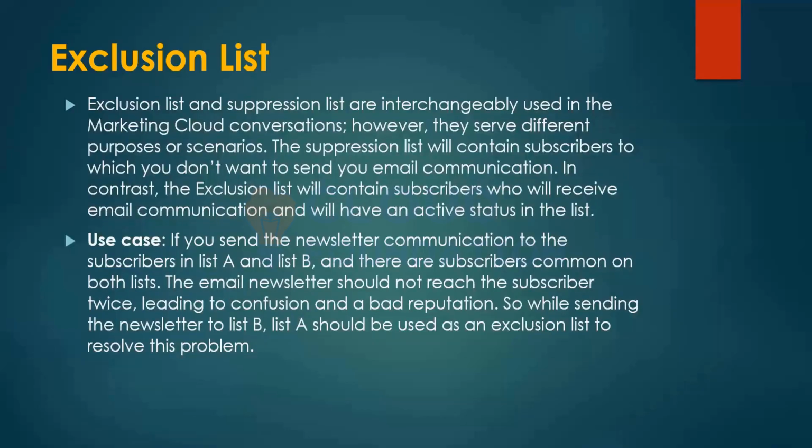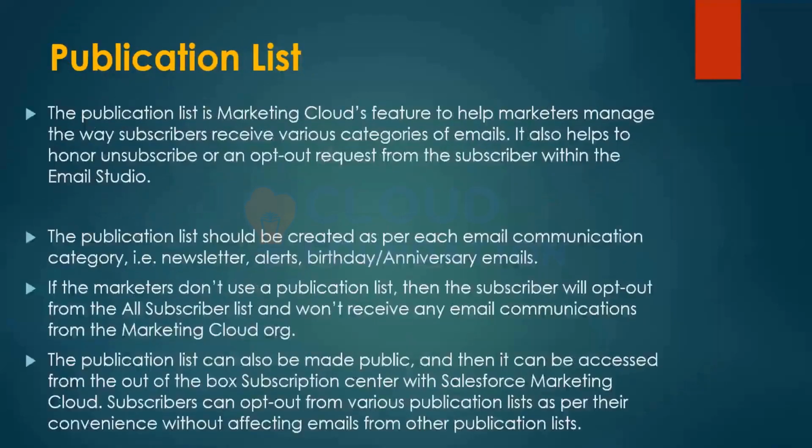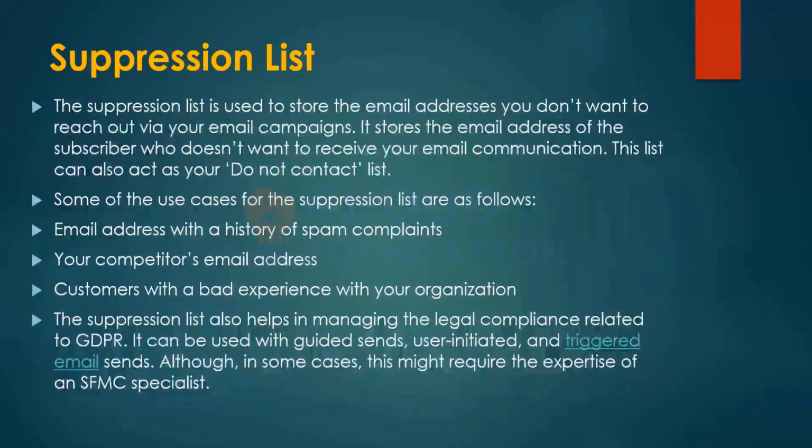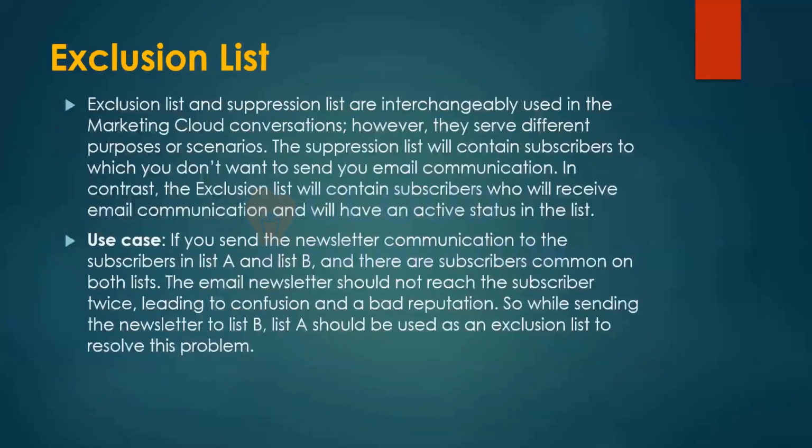Here, in the public shell list, all are active. Those I do not want to send mail to, that is a suppression list. In exclusion, you are making categories. Keep one, the duplicate is excluded, send one time. That is an exclusion list. This is the concept, just note it all down.